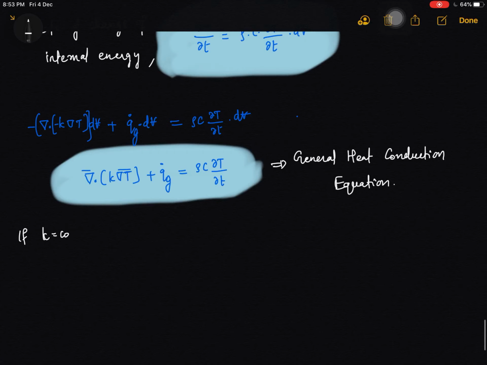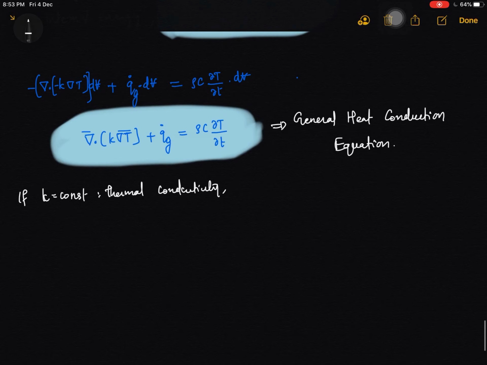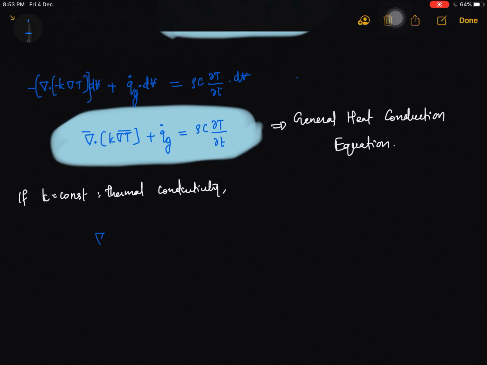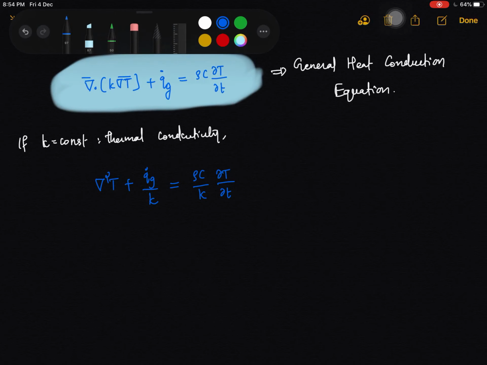Okay, so suppose k, which is thermal conductivity, is constant for a particular material. For all the engineering materials, we will be considering thermal conductivity to be constant. So we can write the above equation as del square T plus q dot g by k will be equal to rho c by k into ∂T/∂t.